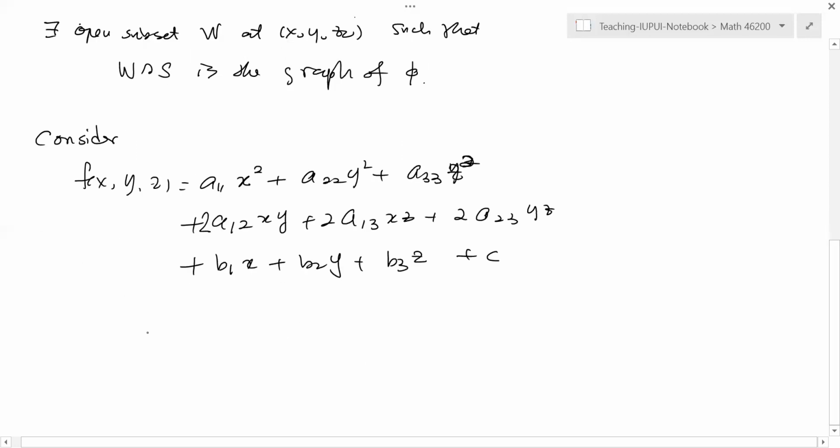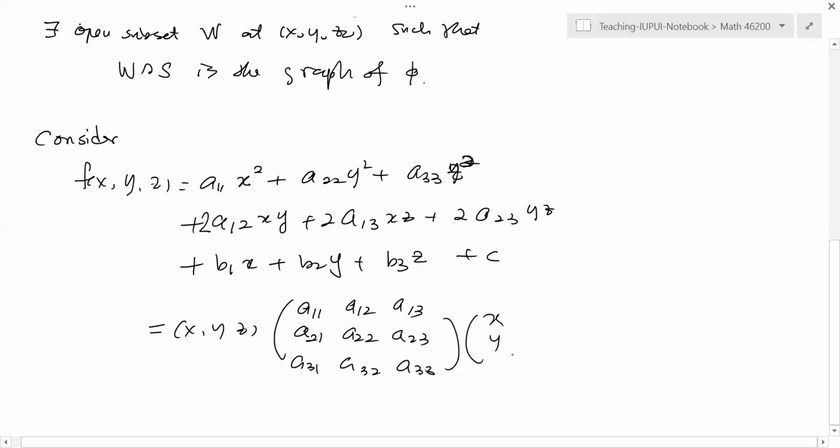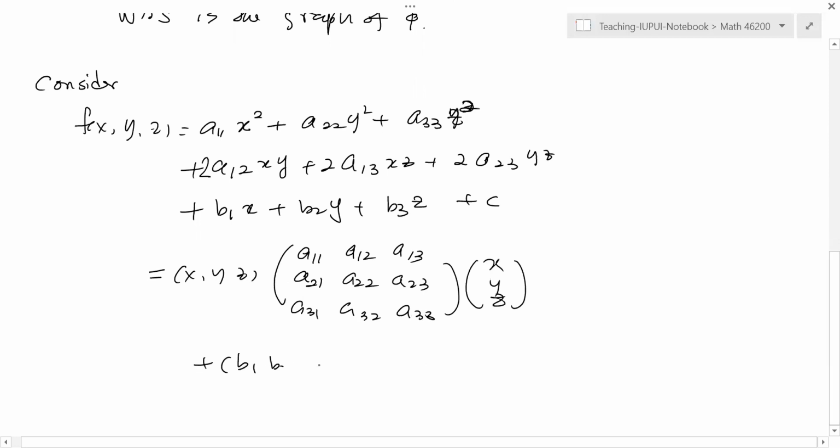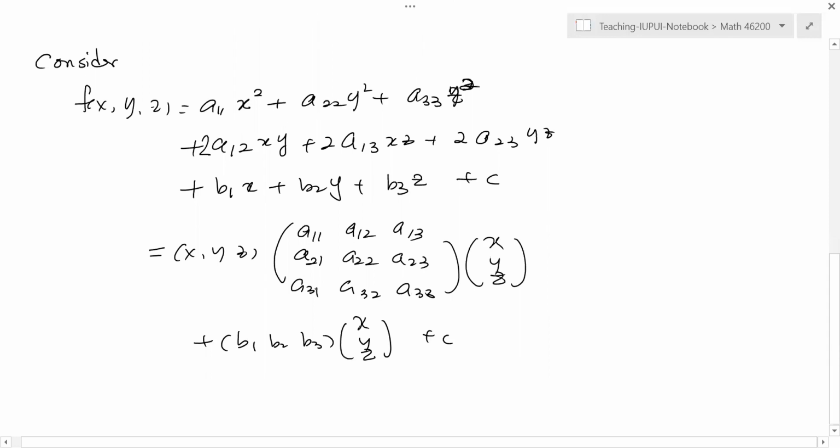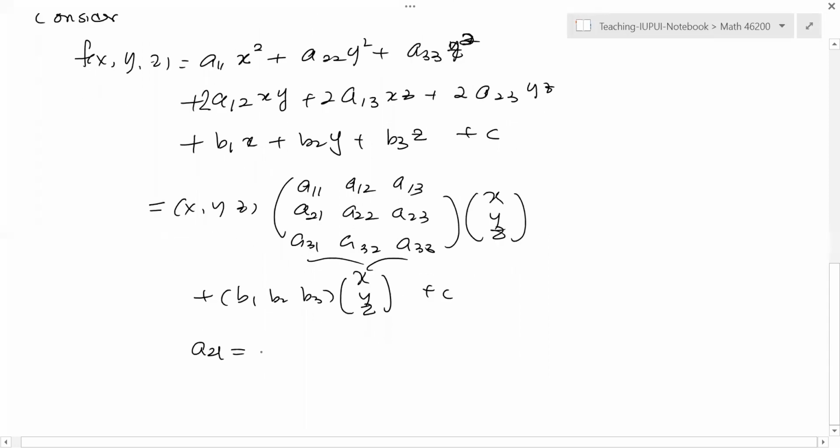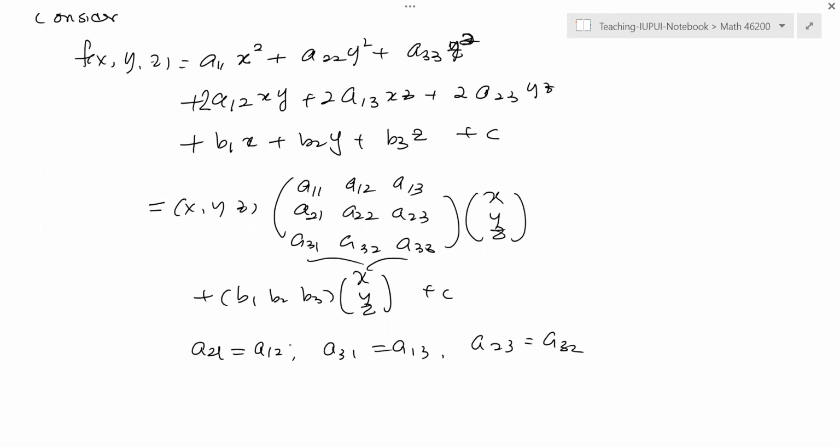So this can be written in the matrix form. I have A11, A12, A13, A21, A22, A23, A31, A32, A33, and then plus B1, B2, B3 times x, y, z, and plus c. Now, this is going to be a symmetric matrix. So A21 is A12, A31 equals A13, A23 equals A32. So it's symmetric. This is called a quadratic function in x, y, z, in its most general form.